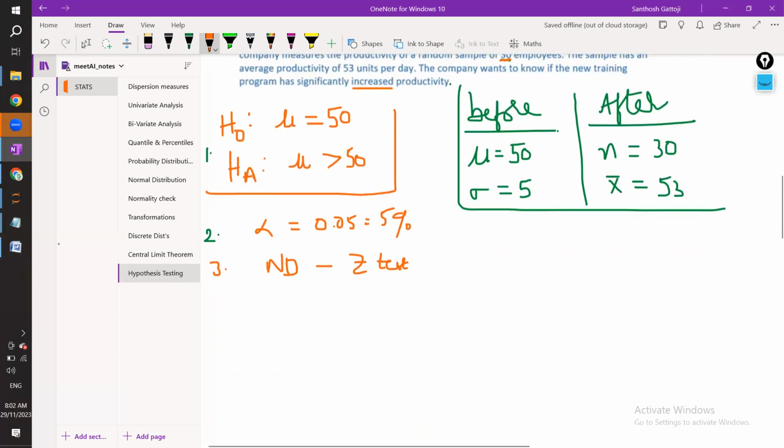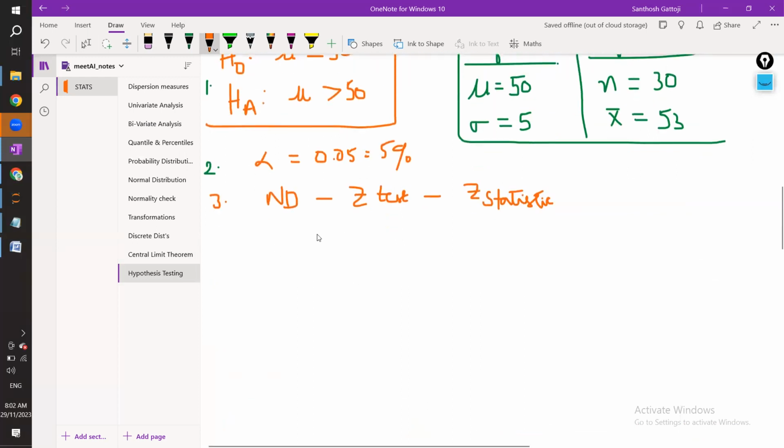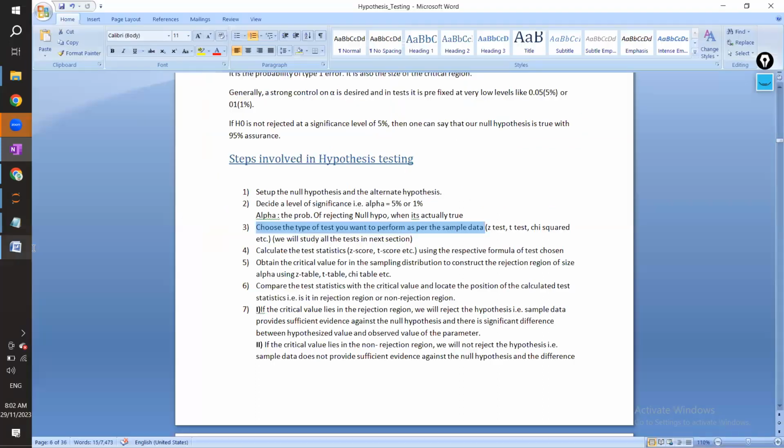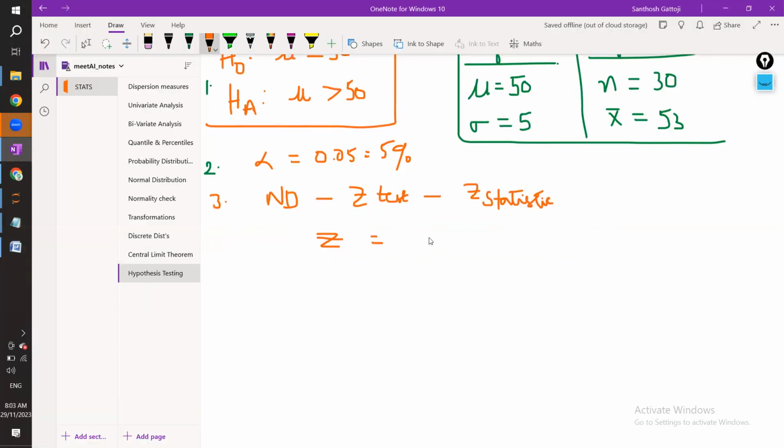And if you're using the Z test, then you need to use the Z statistic. What is the Z statistic? See what he's saying: decide the test and calculate the test statistic, Z score or T score, using the formula. Z value is x bar minus mu divided by sigma. But here, if you remember, our sample standard deviation will be sigma by root n.